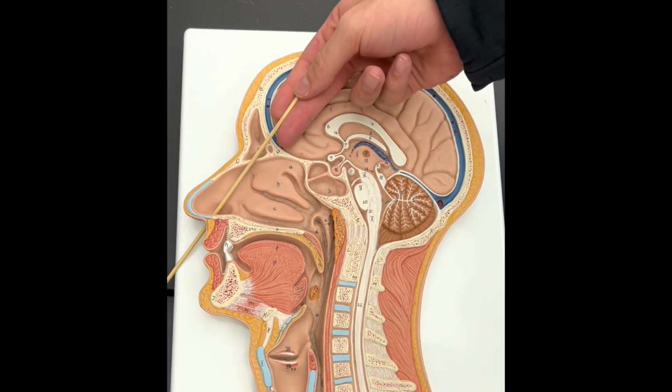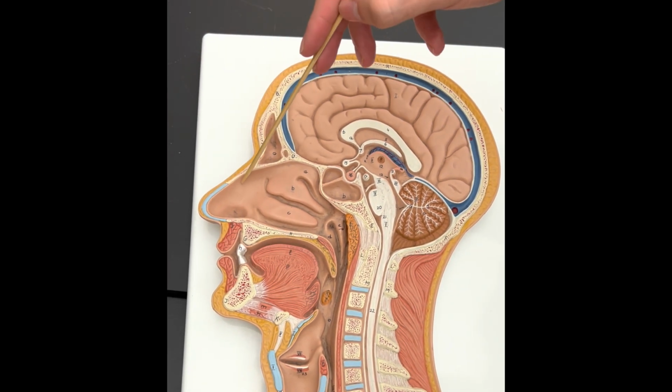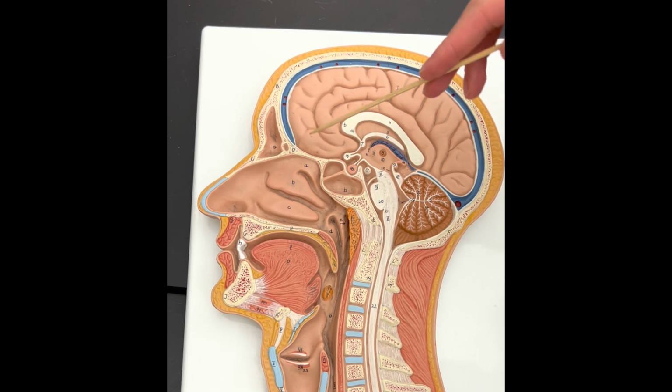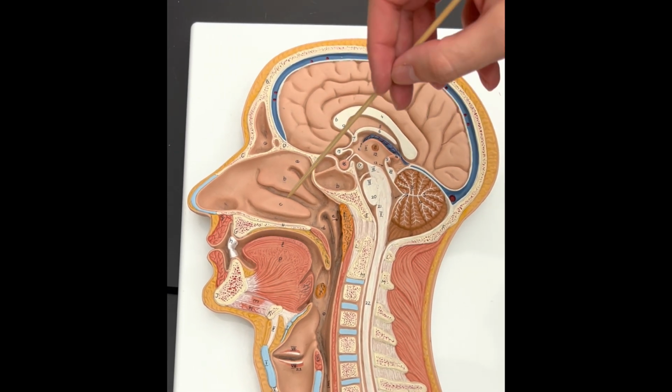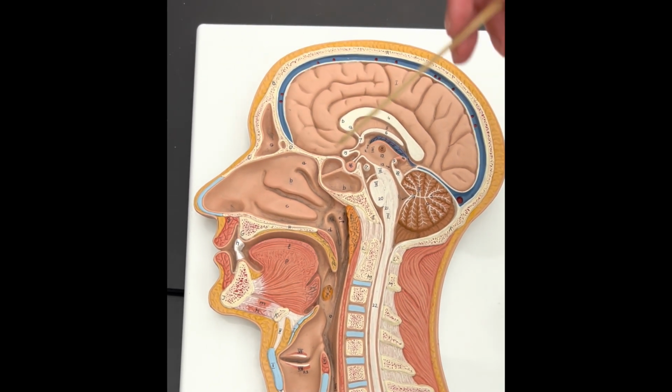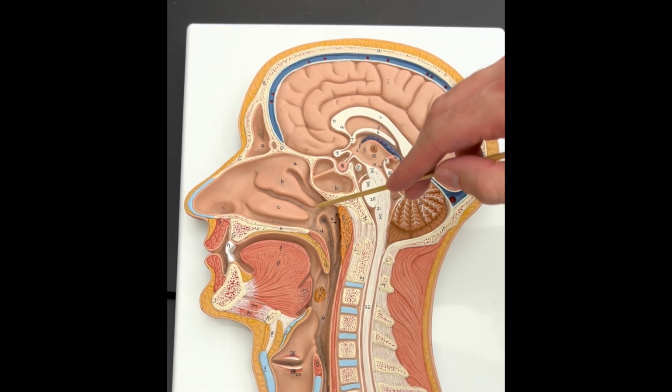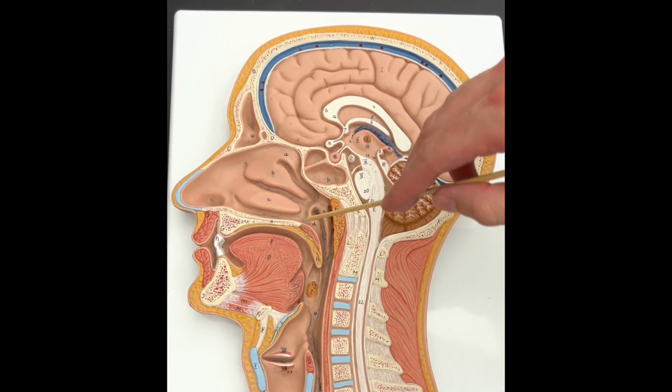This right here is the nostril, and just inside the nostril right here is the nasal vestibule. This is the superior, middle, and inferior nasal concha. And this space right behind the concha is the internal nares, or choanae.